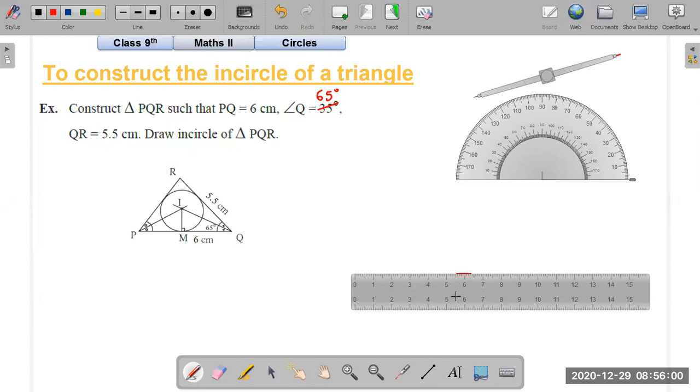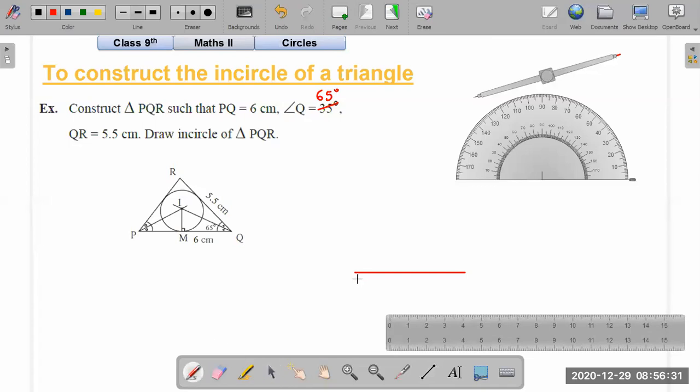Step one, draw a line of 6 centimeters. So here we begin drawing a line which is of 6 centimeters. Yes, so that is 6 centimeters. And as soon as you draw it, you should label it, right? So we label it. This is point P, this is point Q, and the distance is 6 centimeters.